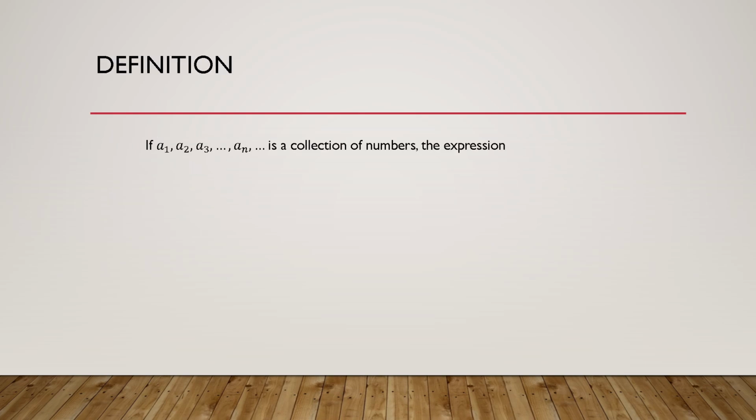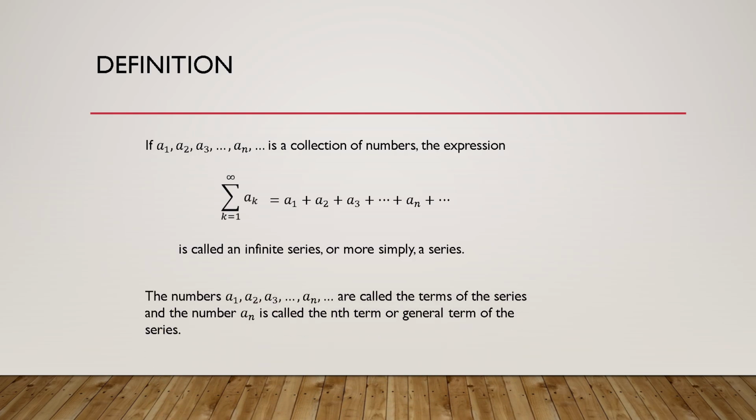If a sub 1, a sub 2, a sub 3, and so on through a sub n is a collection of numbers, the expression, the sum from k equals 1 to infinity of a sub k equals a sub 1 plus a sub 2 plus a sub 3 and so on through a sub n and beyond is called an infinite series, or is sometimes referred to more simply as a series. The numbers a sub 1, a sub 2, a sub 3, and so on through a sub n are called the terms of the series, and the number a sub n is called the nth term, or the general term of the series.